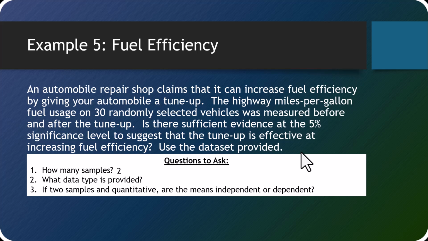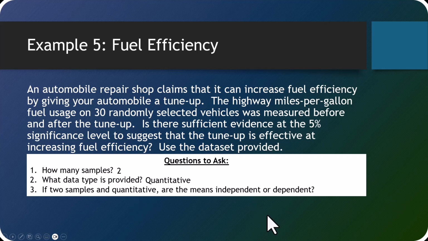What kind of data is provided? Well, we're talking about highway miles per gallon fuel usage. So we measure miles, we measure gallons, right? So this is definitely a measure. So we're working with quantitative data, okay? So we do have 2 samples. We do have quantitative data. So we do have to answer the 3rd question.